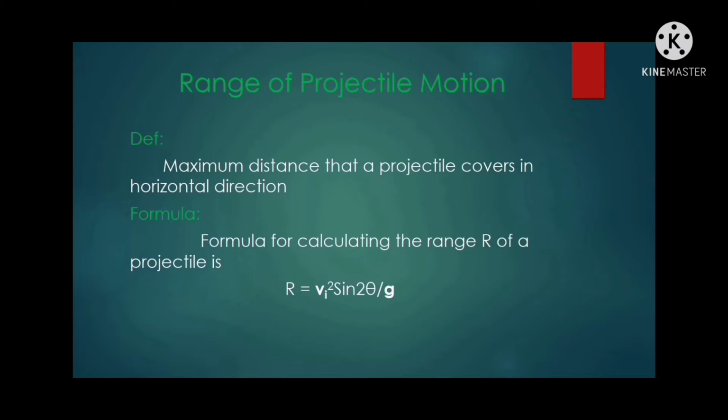Range of projectile motion can be defined as the maximum distance that a projectile covers in the horizontal direction. Now, if we talk about the formula of the range of projectile motion, its formula is R equals Vi squared sine 2 theta over g. Here R shows the range, Vi shows the initial velocity, and g shows the gravitational acceleration. Here we can see that Vi and g are bolded, which shows that these are vector quantities, not scalar quantities, and they need direction for their complete description.